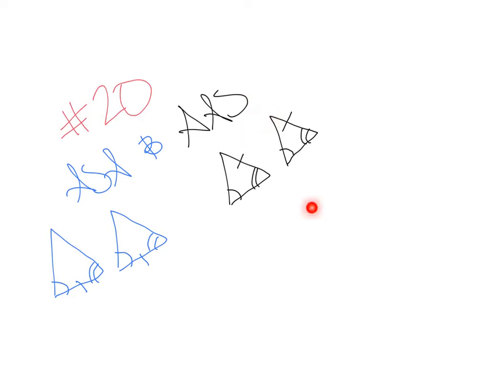which are HL, hypotenuse leg, SSS, side side side, SAS, side angle side, and then we have these last two, angle side angle and angle angle side. Those are the only five triangle congruency ones that actually exist. Okay.